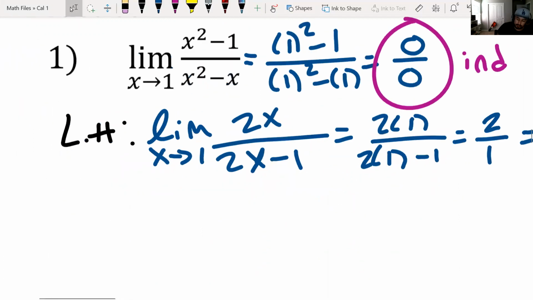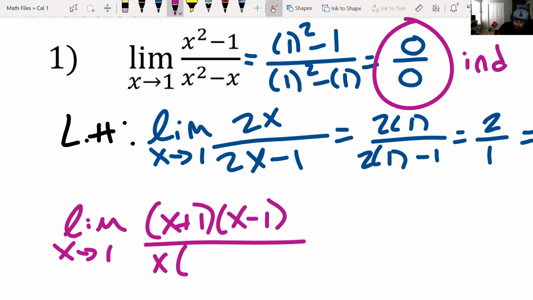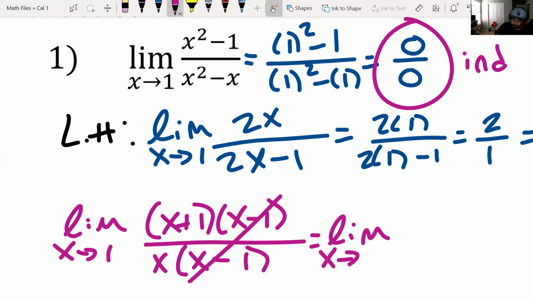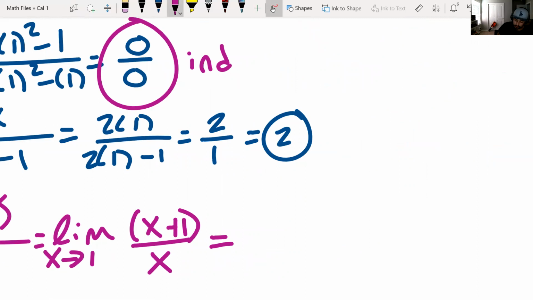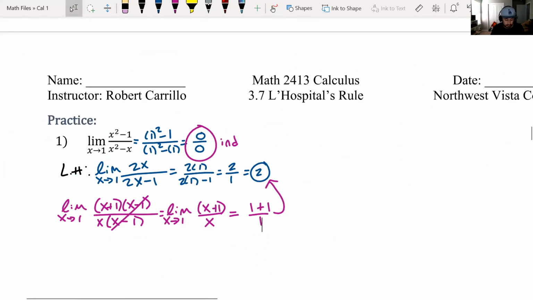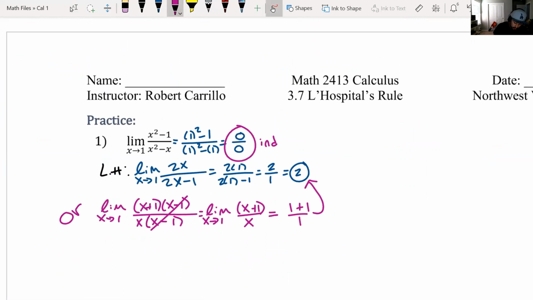I mean, sure, that could have worked if I just factored this. I could have said the limit as x approaches 1 of x plus 1, x minus 1 over x times x minus 1, cancel. The limit as x approaches 1 of x plus 1 over x. If I plug in 1, I get 1 plus 1 over 1, which is still 2. So if we factor, we didn't even need to use L'Hopital's at all, right?